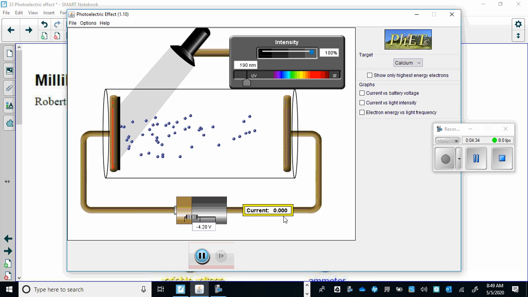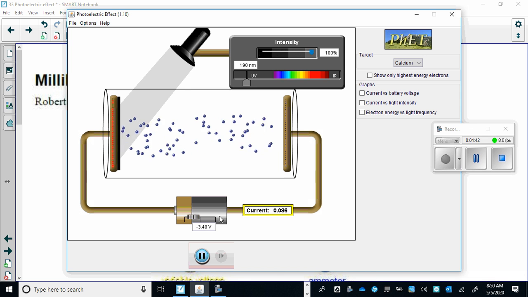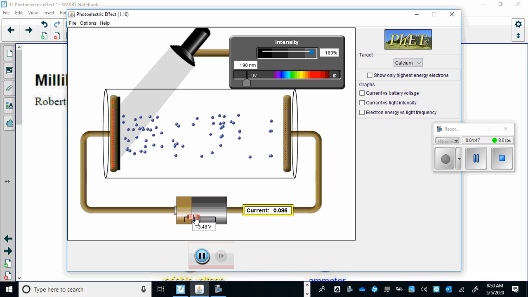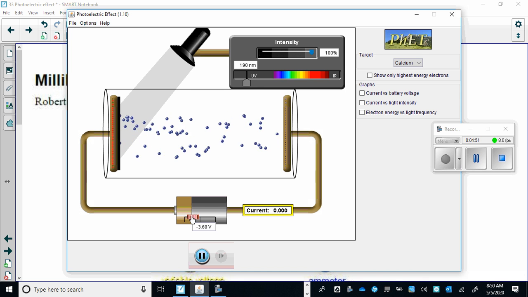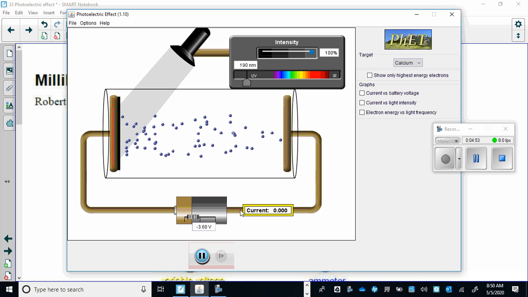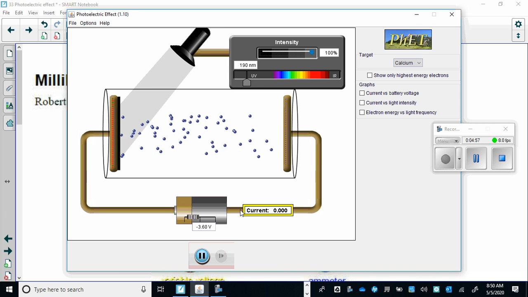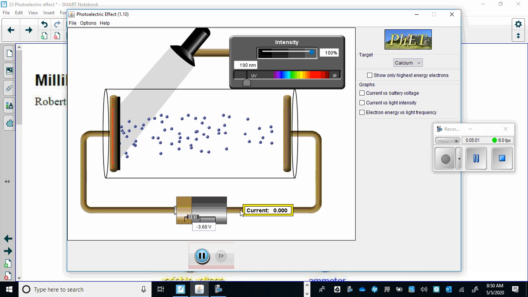So that's why it's reading no current. And this voltage here, let's see if we can, oh, so I just increased it to 3.4. Now we've got a little bit of a current. The magic number where you get a current of 0 looks like it's around here for this metal. That's called the stopping voltage. So that's the exact voltage that will not allow electrons to complete this circuit.